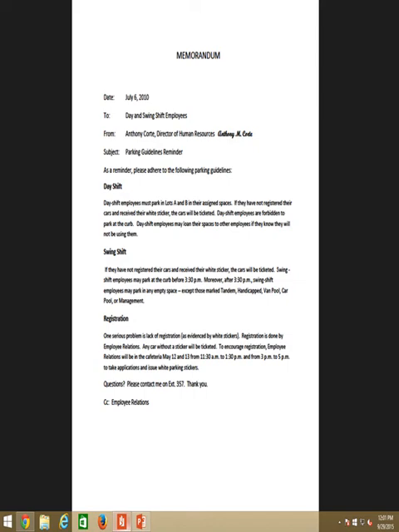Now, I did put a CC in here, and I CC'd employee relations. Employee relations is mentioned above in the memorandum, and the reason why I am CCing them is because of a courtesy notice. Now, employee relations, if it was an individual like Bob Smith, I would have had Bob Smith, employee relations, but in this case, employee relations is now aware that the day shift and the swing shift have been reminded of the parking guidelines.